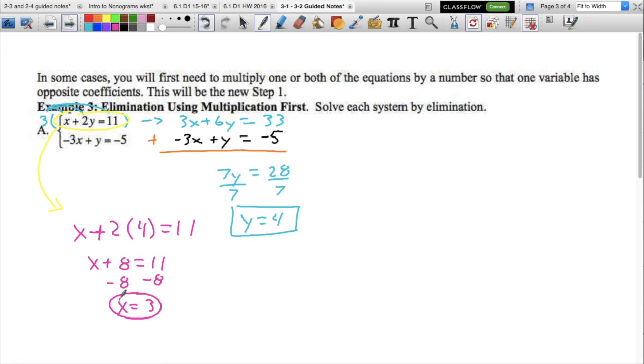So my final answer, the answer you're going to leave on the test, is not just randomly placing these, but put them into an ordered pair. In parentheses, this is our answer, 3, 4.